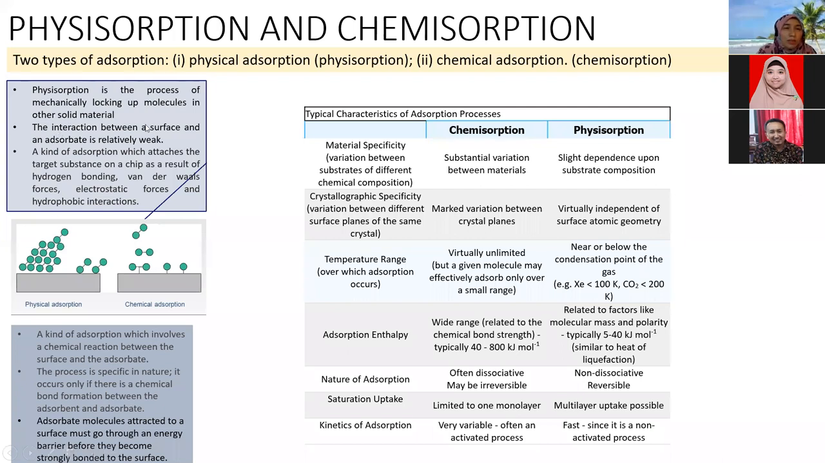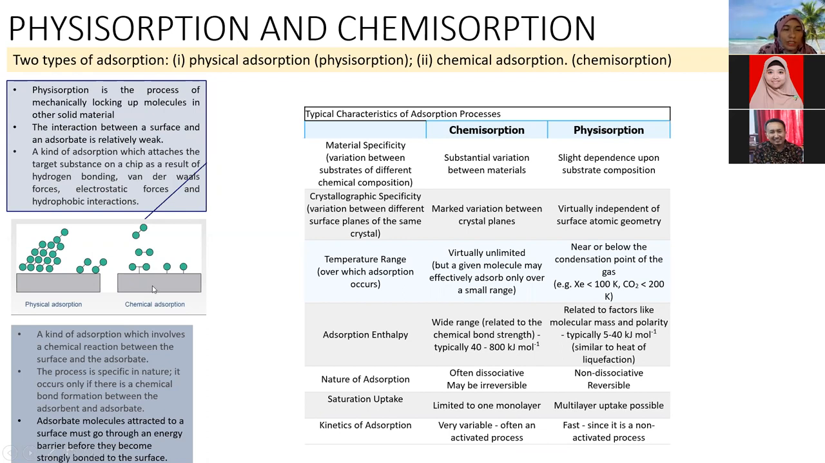So the interaction between a surface and the adsorbate in the process of adsorption is very weak. That's why we call it a kind of adsorption which attaches the target substance on a chip as a result of hydrogen bonding, van der Waals forces or electrostatic forces and hydrophobic interaction, very weak. But chemical adsorption, as the name implies, involves chemical bonds, a kind of adsorption which involves a chemical reaction between the surface and the adsorbate.